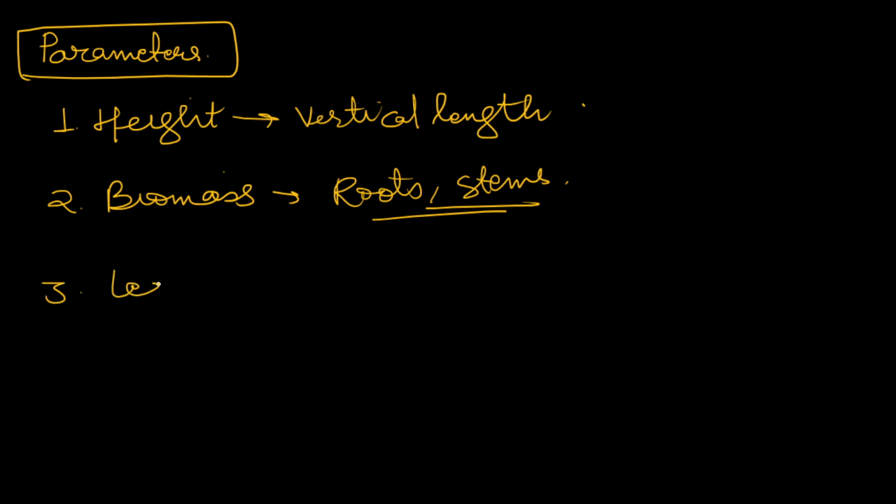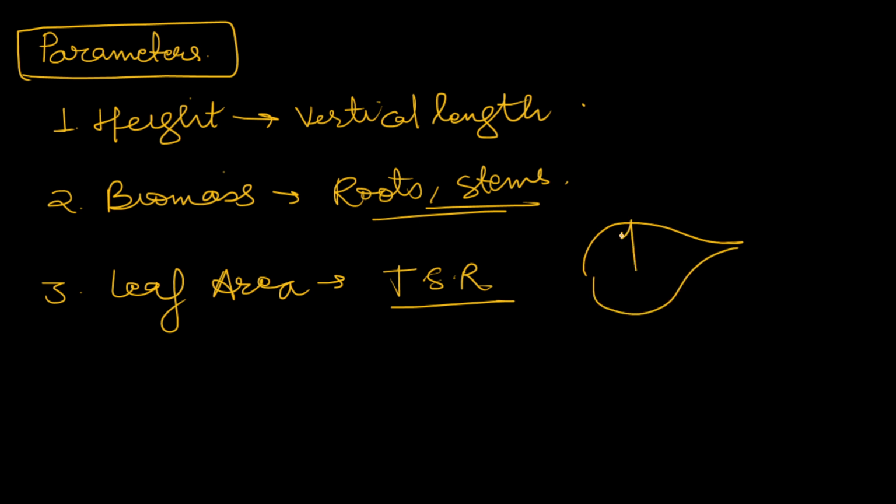Through measuring leaf area, you can measure the growth. That is the total surface area of leaves. If the total surface area of leaves is increasing, obviously the plant growth will be increasing. And secondly, if the total surface area of leaf is increasing, there will be a high amount of photosynthesis. That is, a high amount of photosynthesis means a high amount of energy will be produced, and this energy will be diverted towards growth and development. So measuring of leaf area can be another parameter.